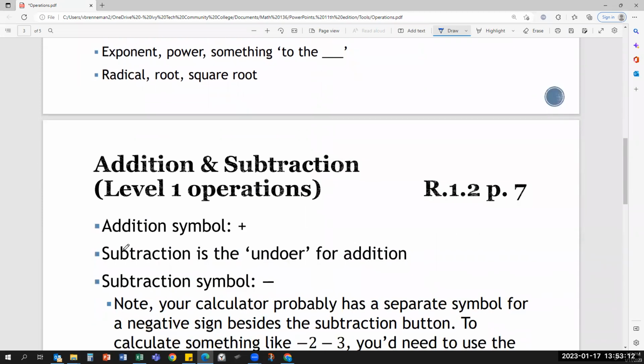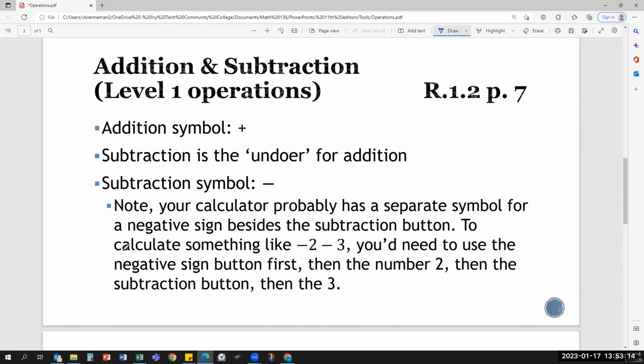Looking at the different operations, I break them down into levels. So this goes kind of in order of how powerful the operation is, kind of the order they come. So the lowest level, level 1, is addition, and then subtraction counts with addition because it's undoing addition. We have the plus symbol, the minus symbol, but you do have to pay attention with the minus symbol because we have negative numbers that relate to subtraction.